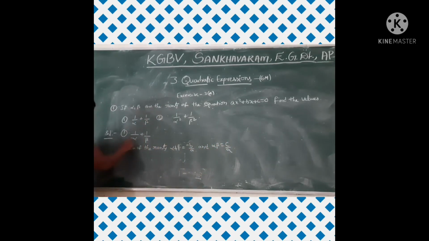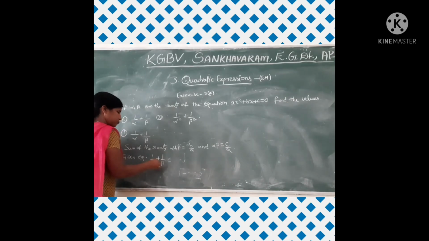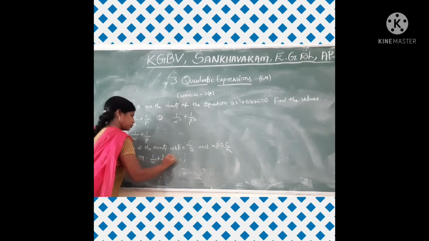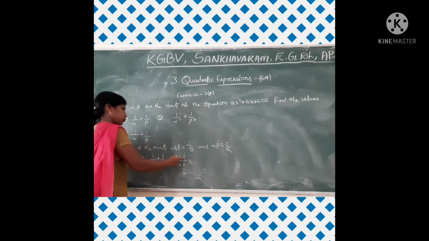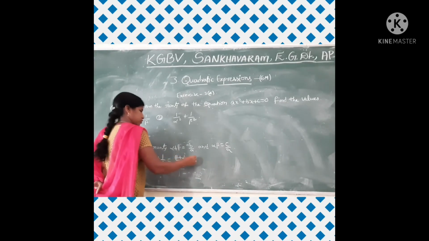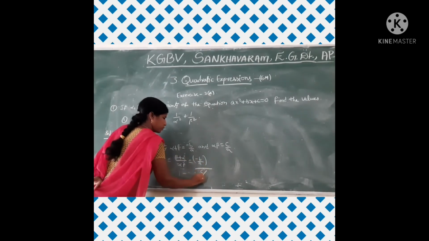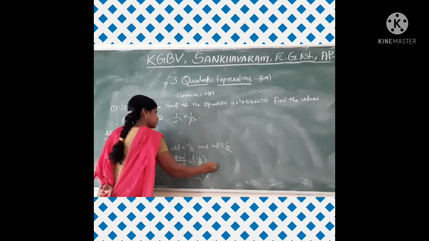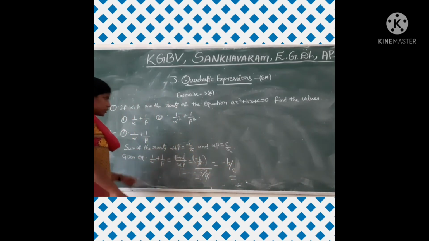So here, given the equation, 1 by alpha plus 1 by beta can be written as beta plus alpha by alpha beta. That means alpha plus beta or beta plus alpha is the same, minus b by a by c by a. And both a cancel, giving minus b by c.